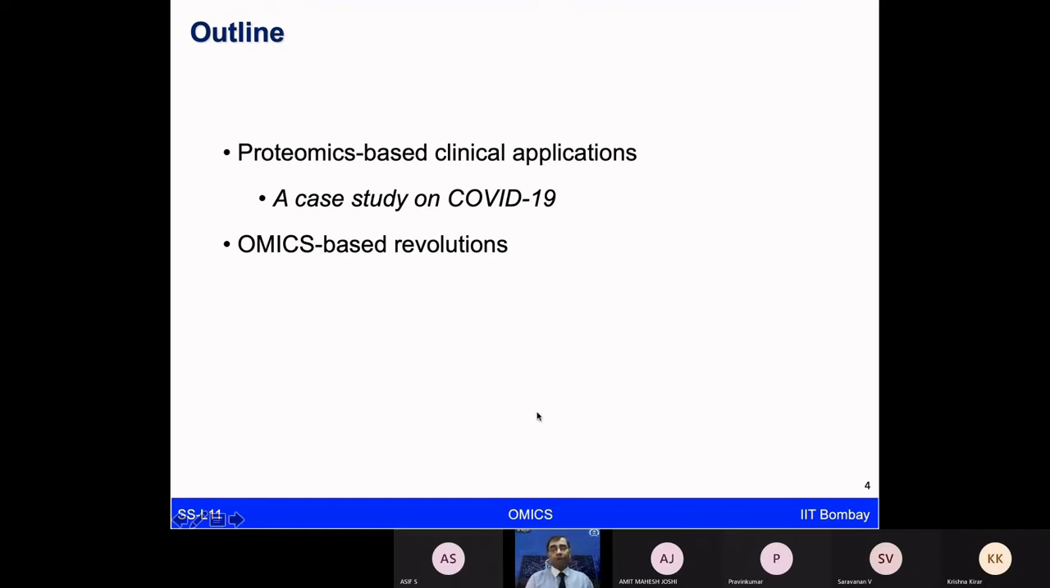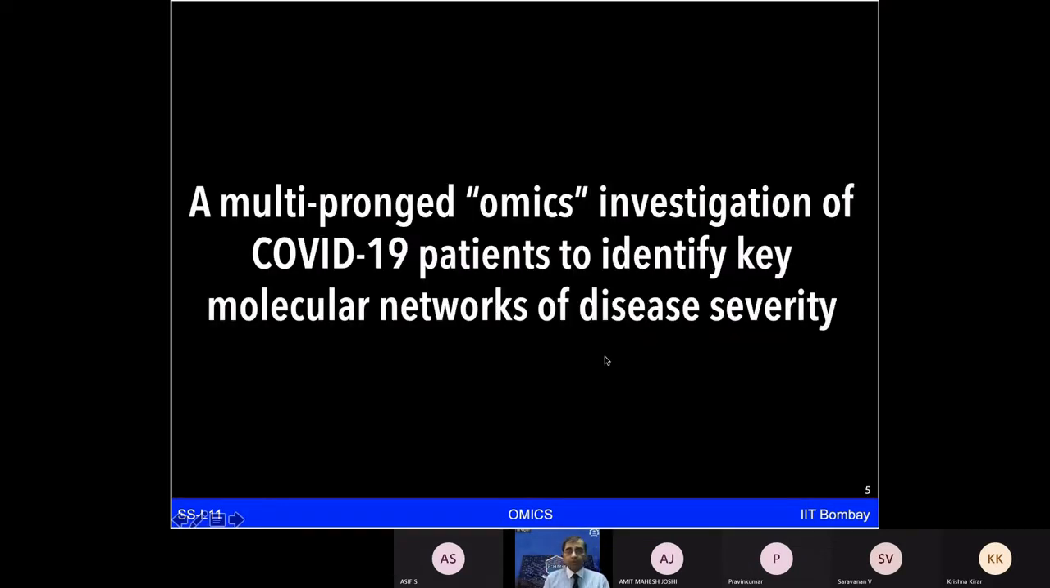Towards the latter and final part of my presentation, I will give you what else is happening globally, which is quite relevant and interesting, which is essentially omics-based revolutions. But let me first take you to my first part, which is our actual research work in our lab, which is being done during this lockdown time, the last 3-4 months essentially.